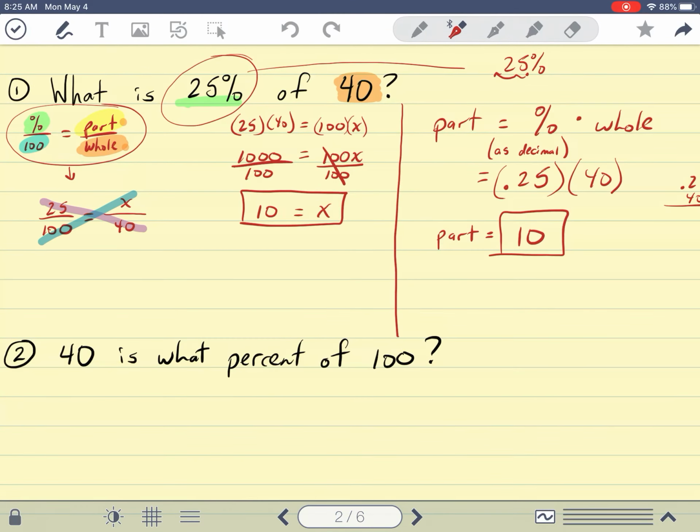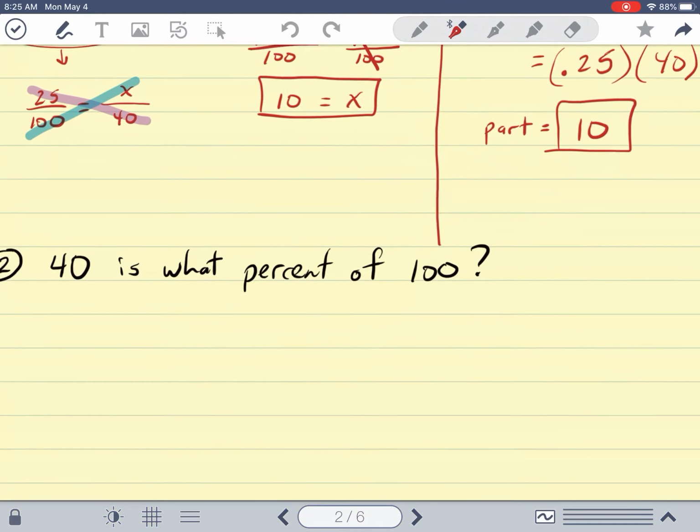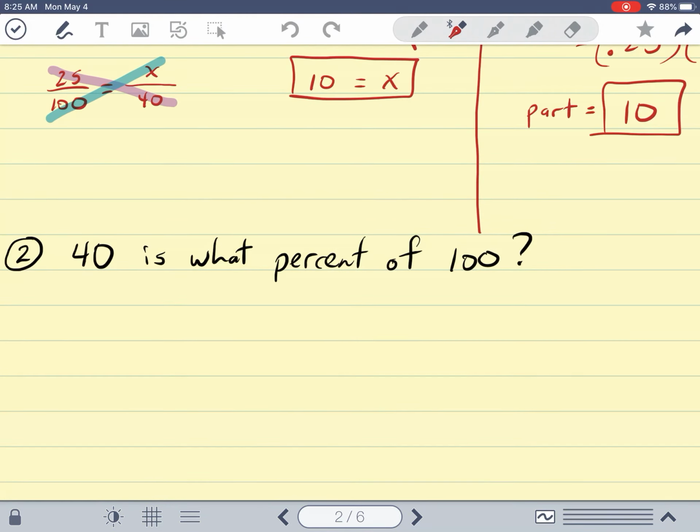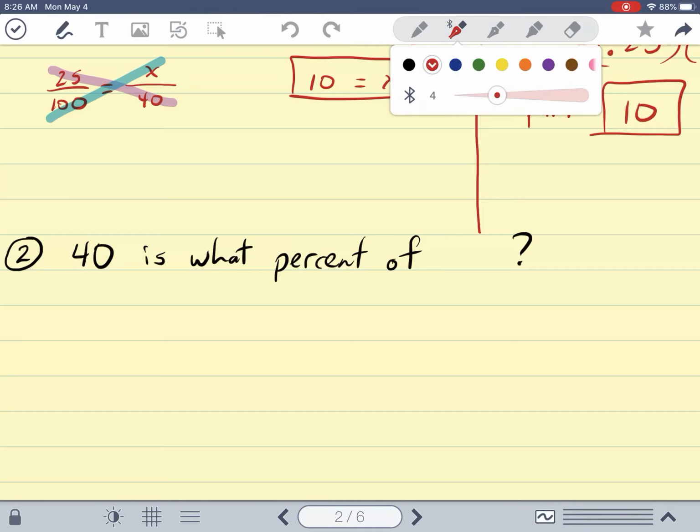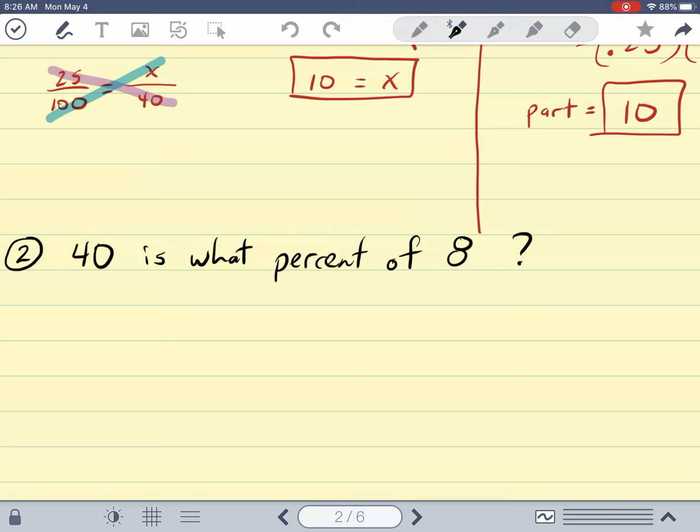Then we're going to go to the second problem, problem 2, and try to find, so a little bit different. 40 is what percent of 100? I'll tell you what, let me do something a little different. Let me change this value. Let's make this an 80, just for simplicity's sake today. 40 is what percent of 80?